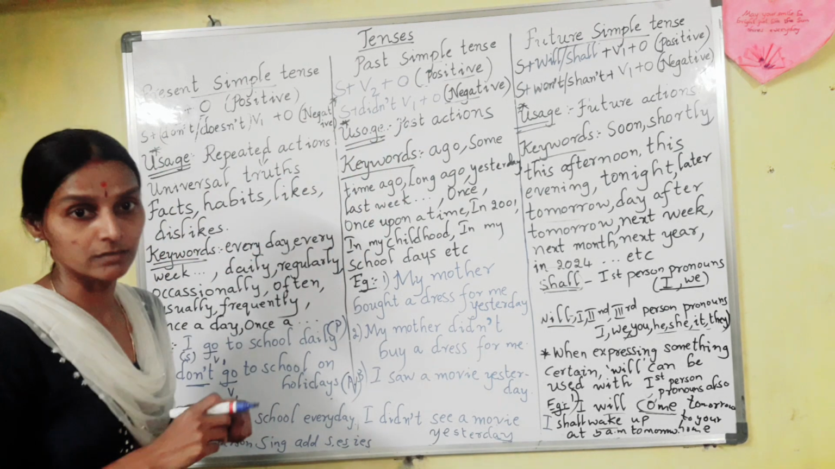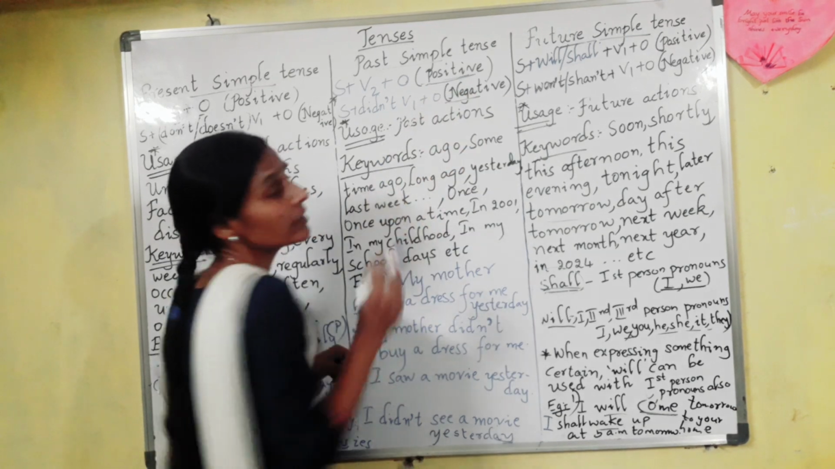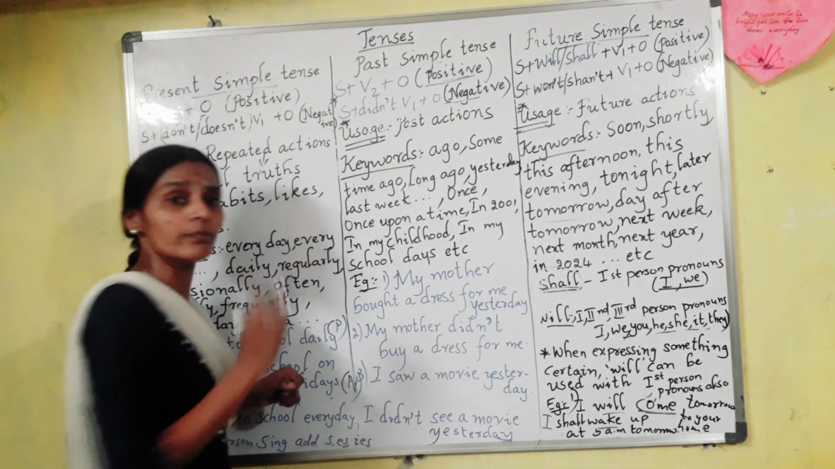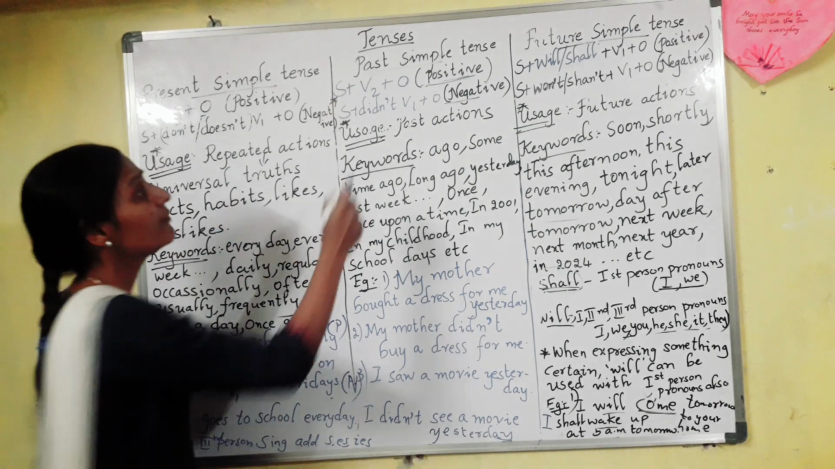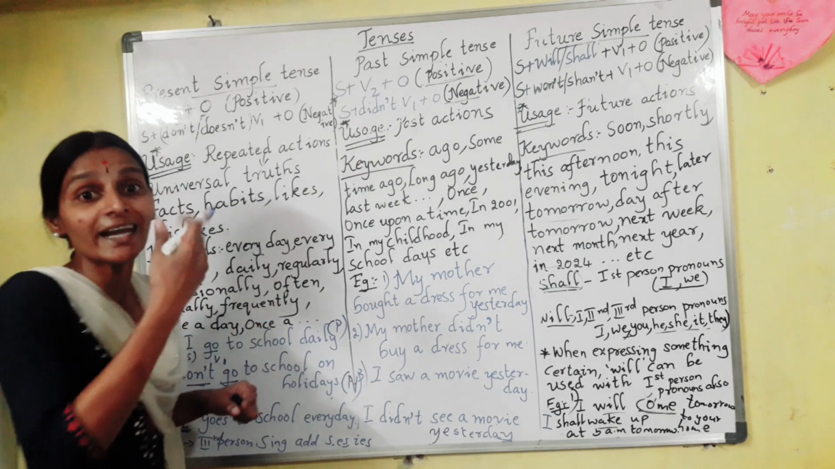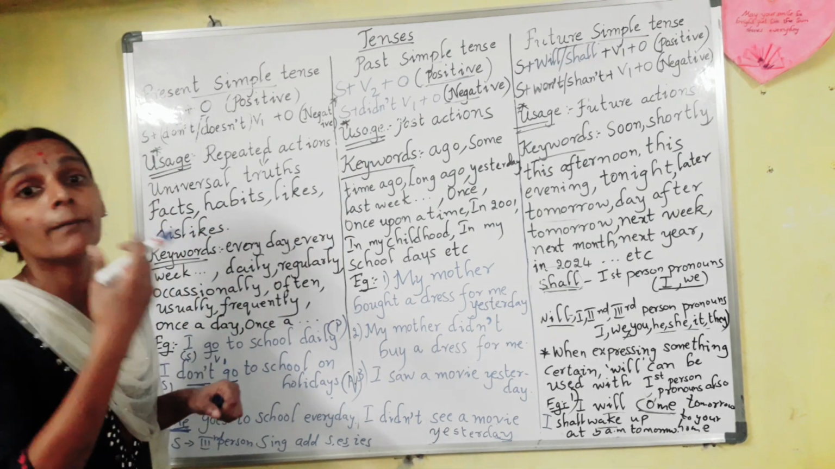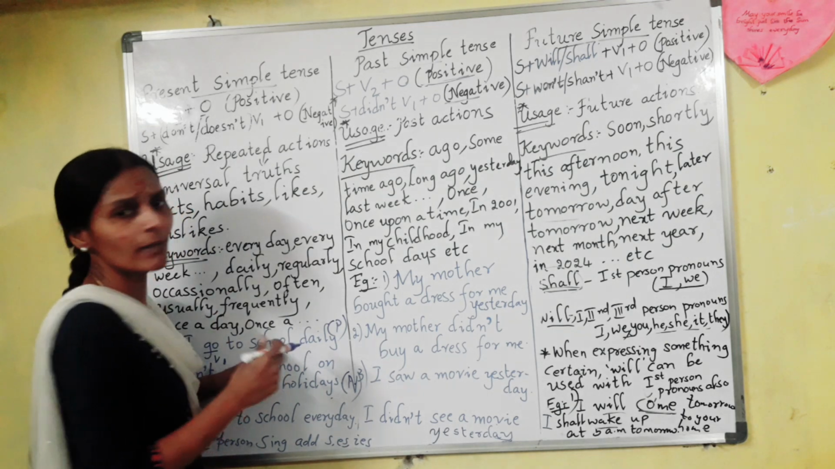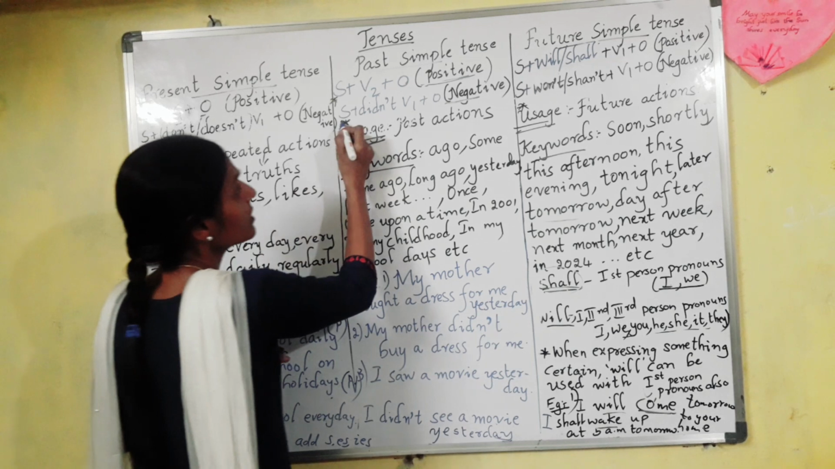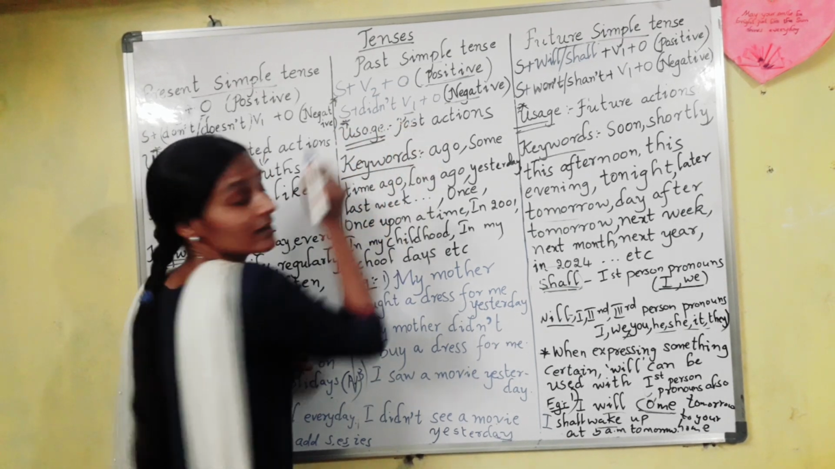What is the structure? If the sentence is positive, the structure is subject plus V2 plus object. See here, subject plus V2, the second form of the verb, or the past form of the verb. But if a sentence is a negative sentence, the structure is subject plus didn't plus V1 plus object.